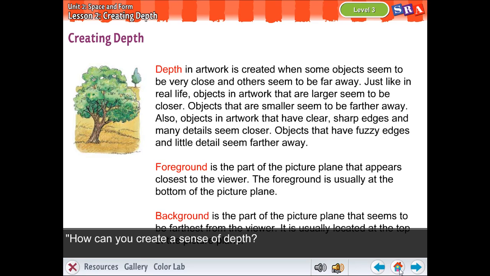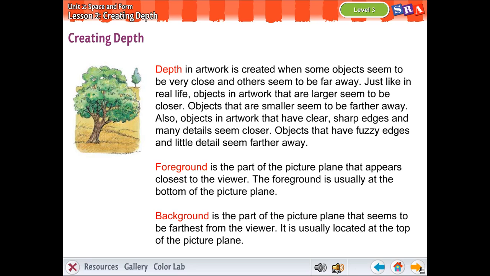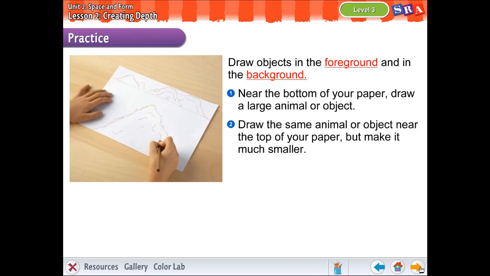How can you create a sense of depth using these three things I just told you about? If you were to draw a picture for practice, you don't have to do this. Draw objects in the foreground and also in the background. Number 1, near the bottom of your paper, draw a large animal or object. And then number 2, draw the same animal or object near the top of your paper.